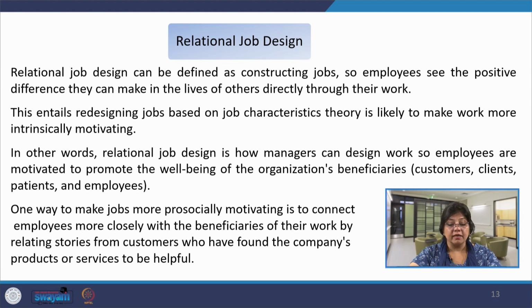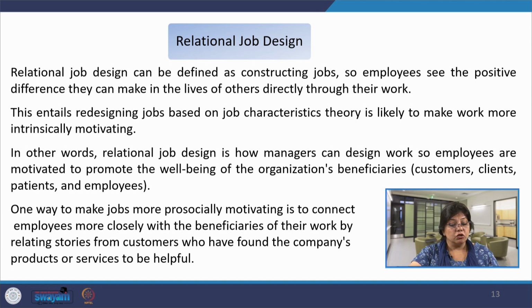So, relational job design is how managers can design work so employees are motivated to promote the well-being of the organization's beneficiaries such as customers, clients, patients and employees. For example, Medtronic is a US company which manufactures medical instruments and equipment, and in their annual meet they tend to invite all the customers and allow them to express what kind of comfort they have received from that organization in terms of availing those instruments and gadgets that help them to recover from serious illness. This is relational job design.